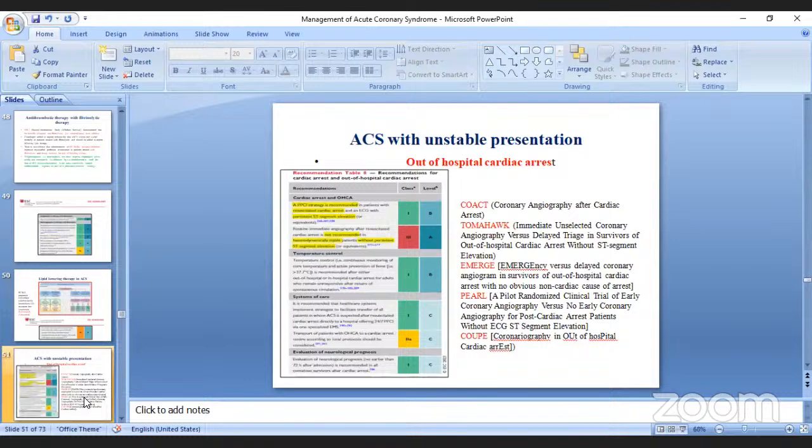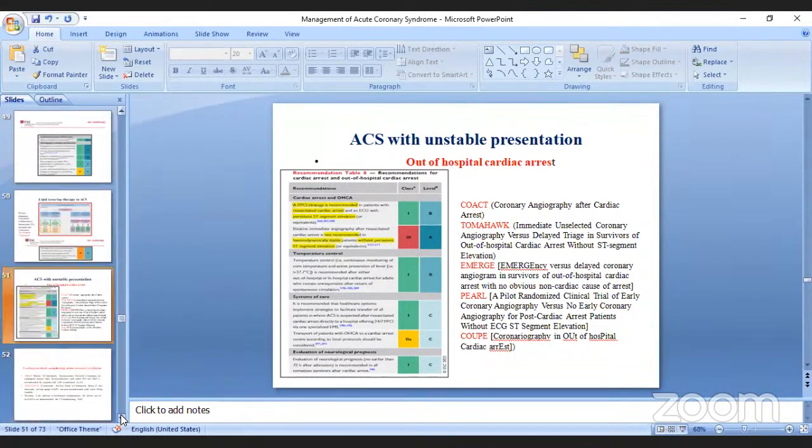And in ACS in patients with unstable presentation, first among this is out-of-hospital cardiac arrest. In this scenario, always the concern is whether the patient should be taken up for an immediate angiography post-ROSC or not. Multiple trials were conducted on this basis, such as COACT, TOMAHAWK, EMERGE, PEARL, and COOL trials. And the final recommendation is that a PPCA strategy is recommended in resuscitated cardiac arrest patients with persistent ST segment elevation. But it is not recommended in hemodynamically stable patients without persistent ST segment elevation. And the rest of the aspects of post-ROSC care is the same as any cardiac arrest algorithm.